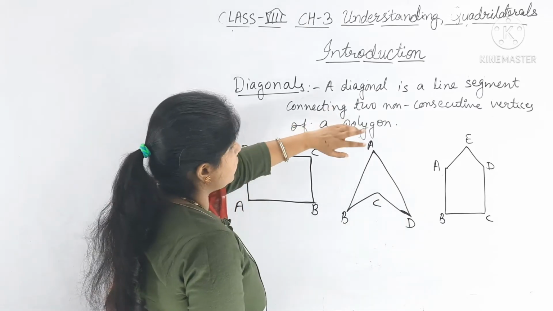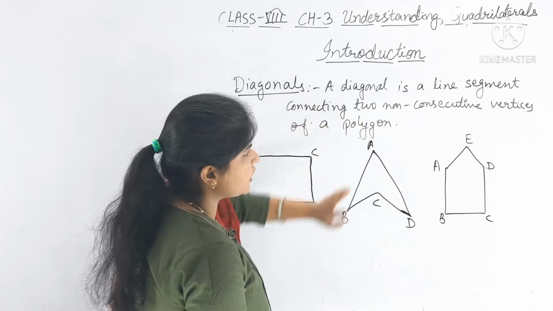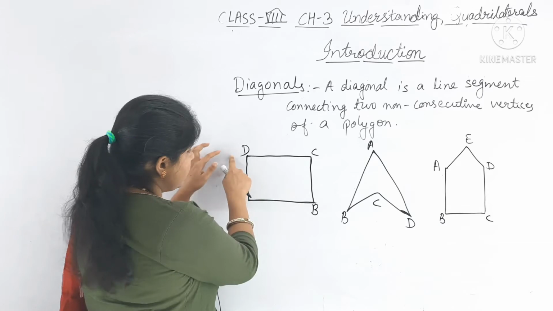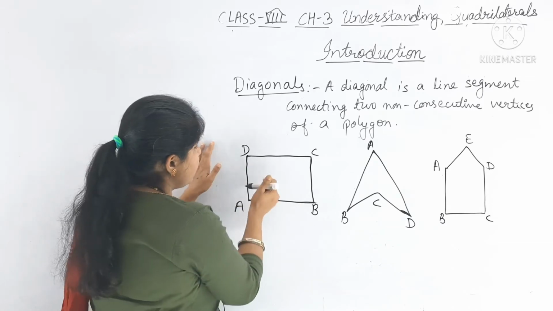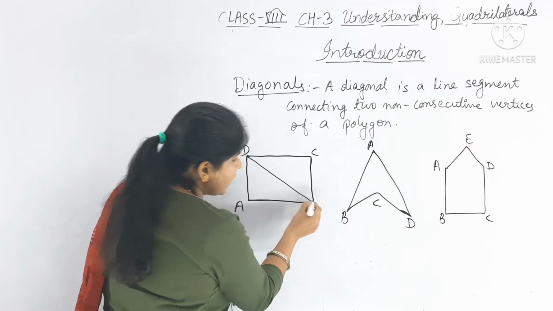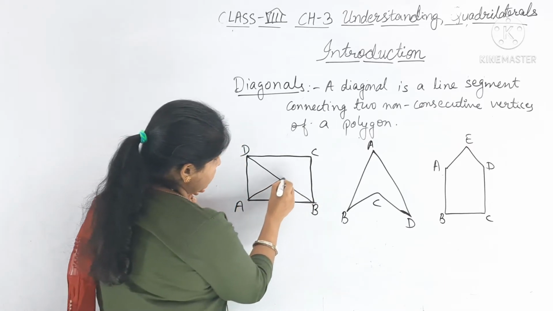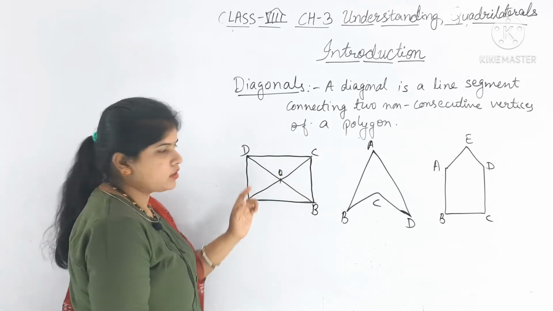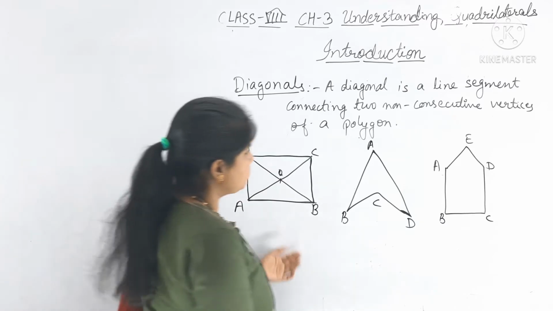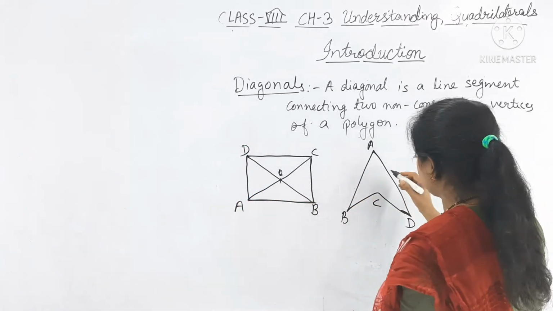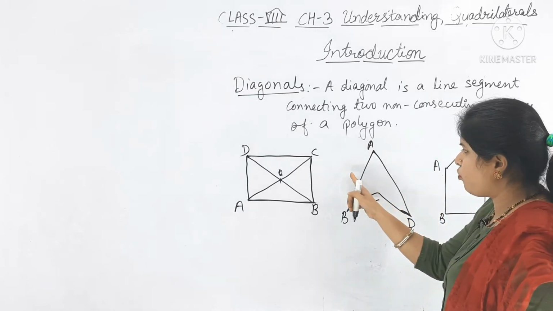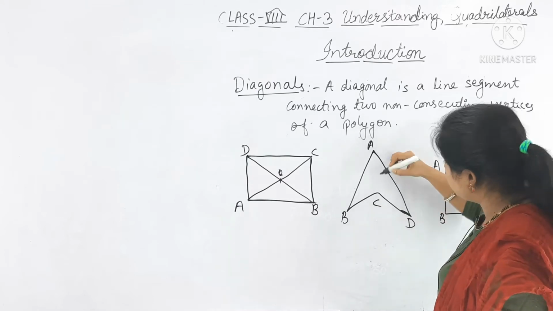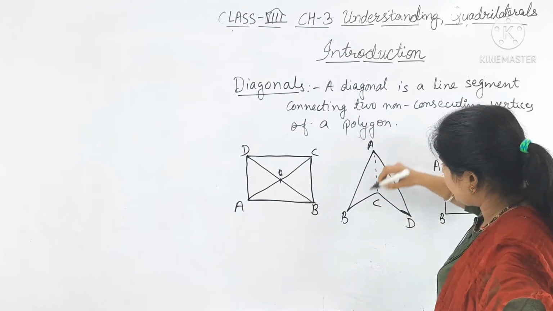Here it is saying a line segment connecting two non-consecutive vertices. Non-consecutive means like this. Okay, consecutive means this one. This is not a polygon, but if you join this as a line, so this is a diagonal, cutting it off like this. Okay, so two diagonals are done. Here this is also a quadrilateral having four sides, that is AB, BC, CD and AD. Okay, here how you can draw this diagonal? Like this.